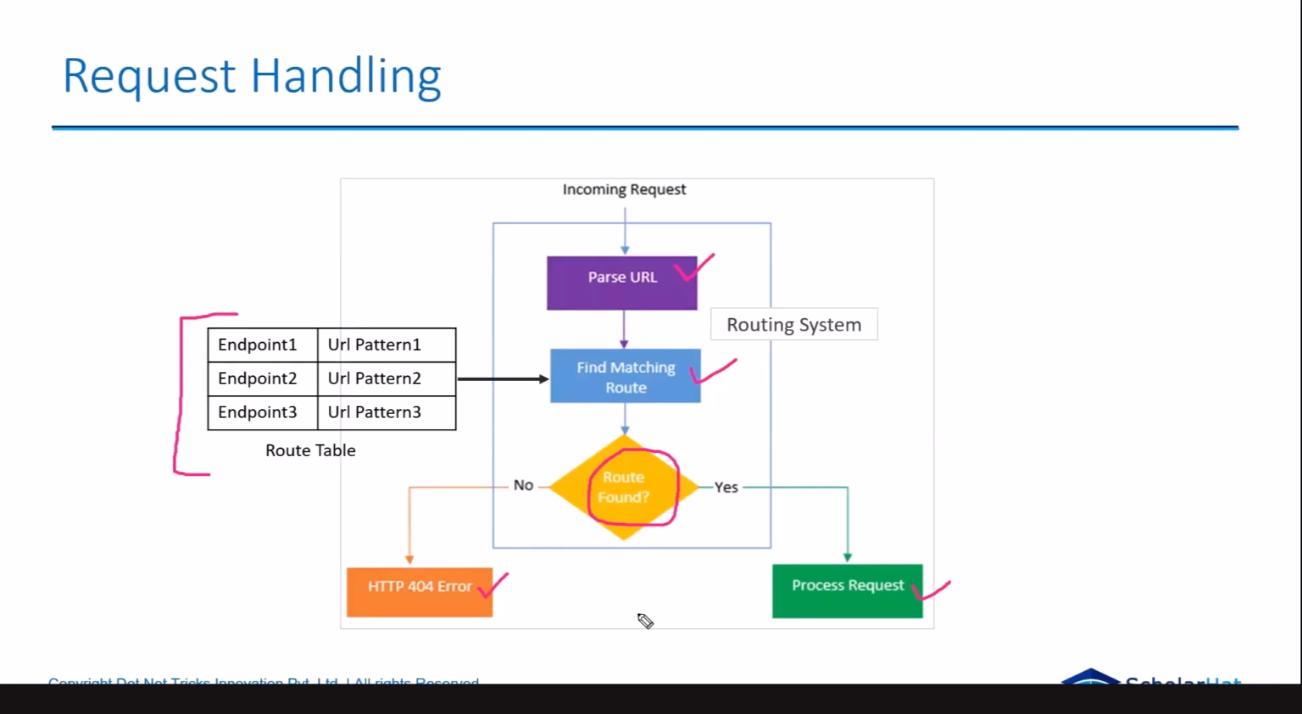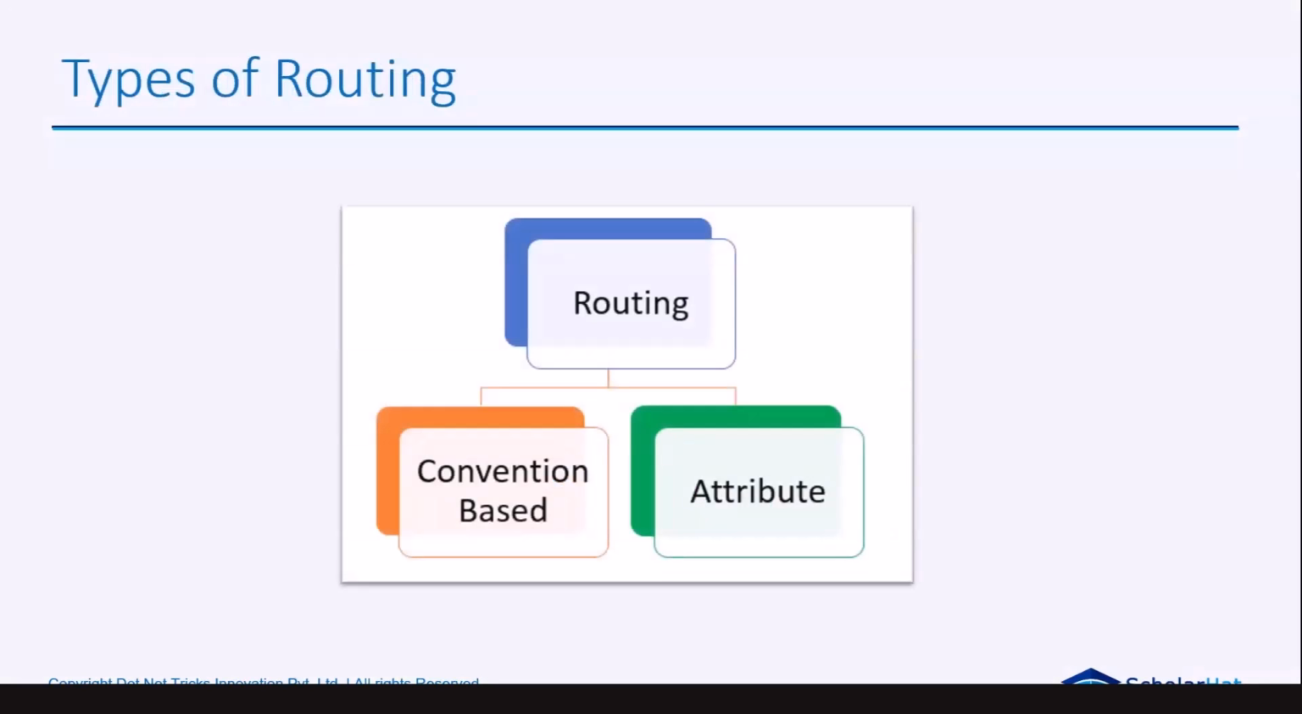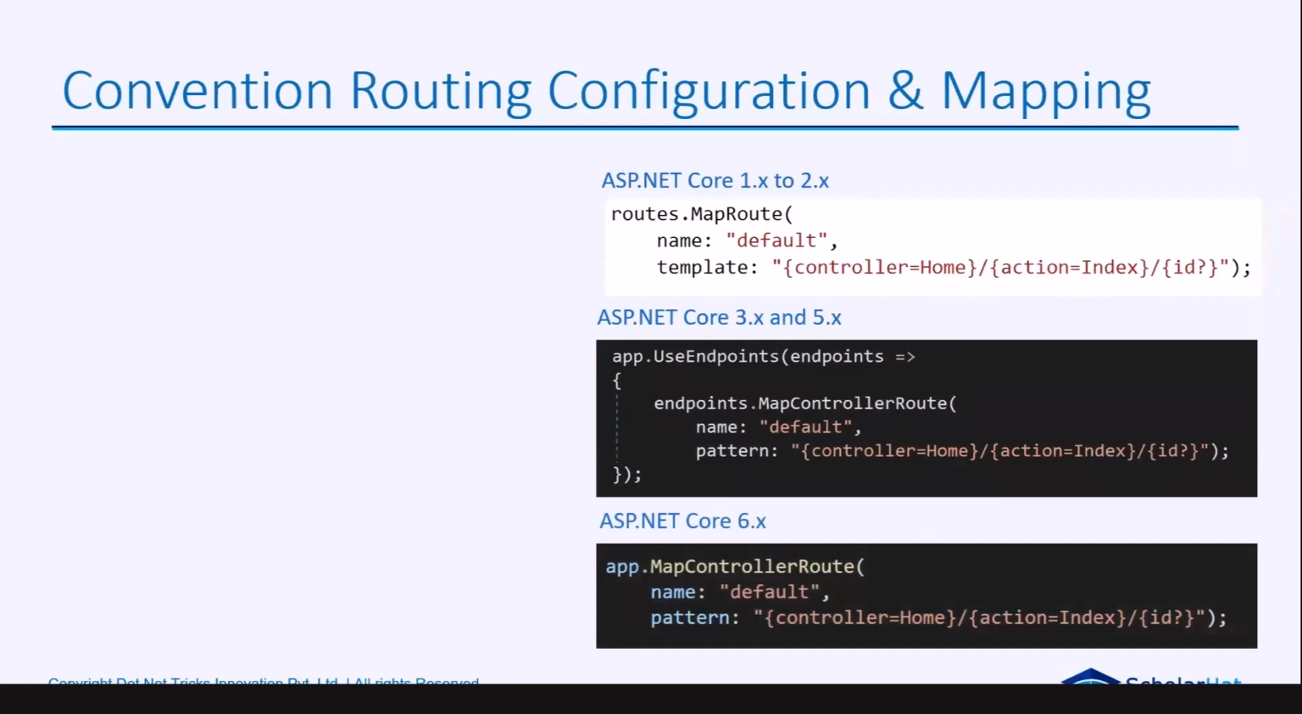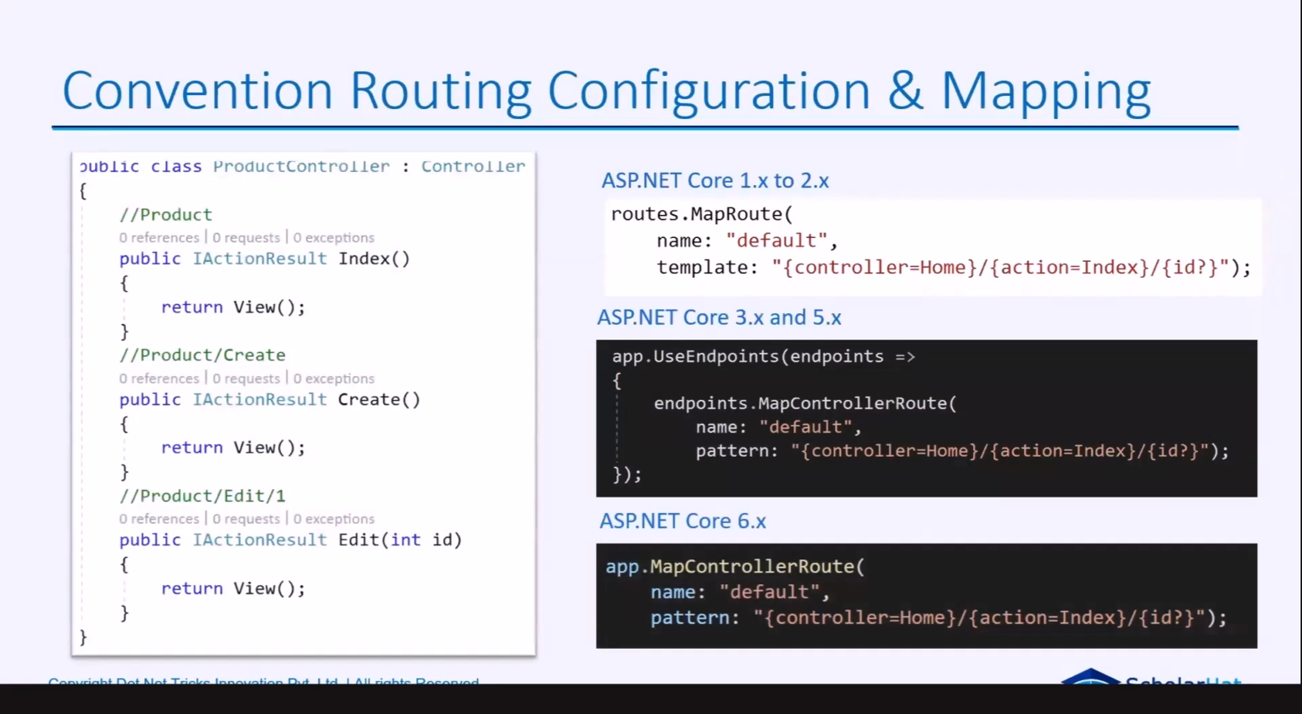Is it clear? So what are the different types of routing here? We have two types of routing in ASP.NET Core MVC. One is convention-based routing, which we define inside the program.cs file. This is the syntax we have for convention-based routing in ASP.NET Core 6. This is the syntax we have in 3.x and 5.x. This is the syntax we have in the older versions.